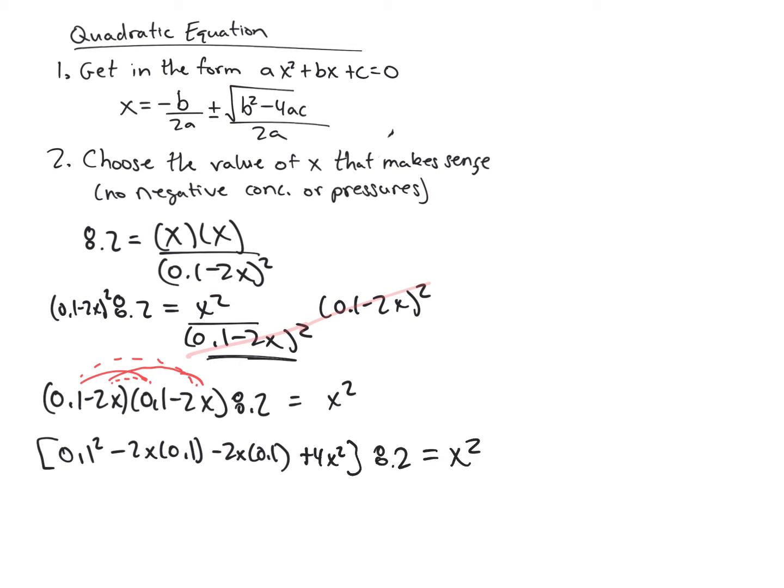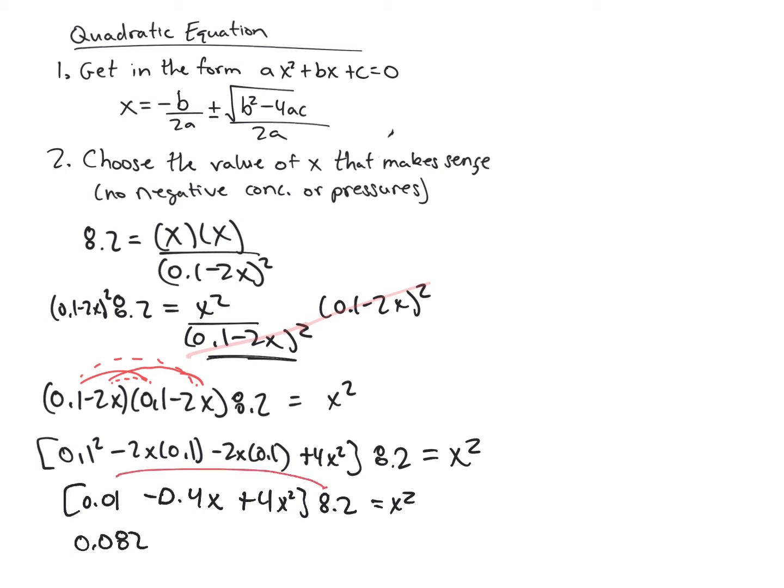So next I'll simplify the FOIL stuff that I multiplied out. That's 0.01 minus 0.4x plus 4x squared, all that times 8.2 is equal to x squared. So now I'll multiply by 8.2. Remember, I have to distribute that across every term here. So that's 8.2 times 0.01, 8.2 times 0.4, and 8.2 times 4x squared.